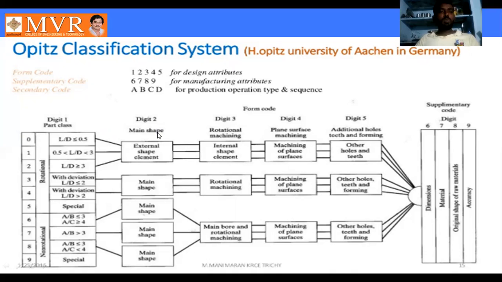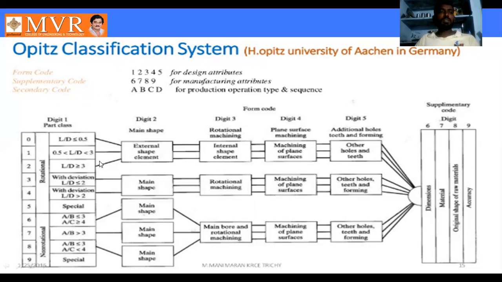Digit two is the main shape. Shape is nothing but the main shape, external or internal, whatever it may be. The third one is rotational machining, internal and external, so it is the rotational code, digit three. Digit four is plane surface machining. Digit five is additional holes, teeth and forming. The last one is the supplementary code.